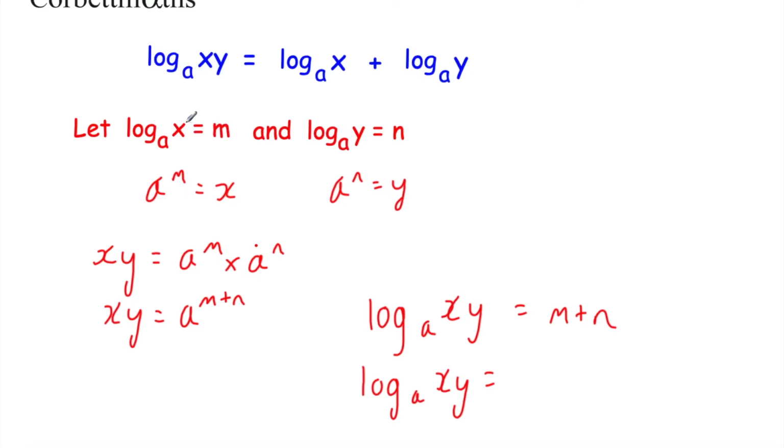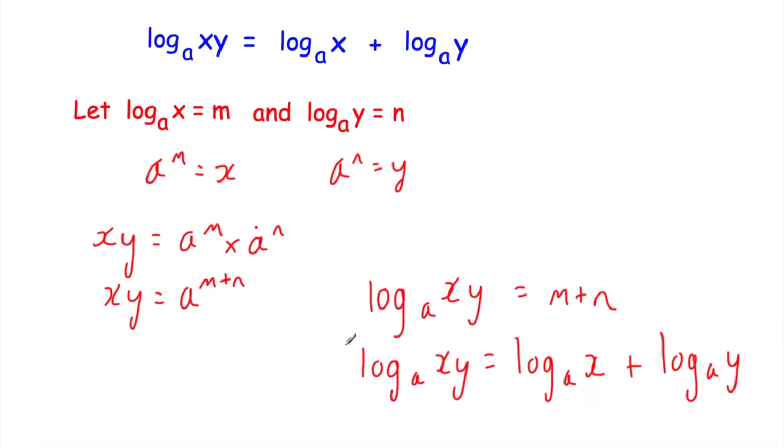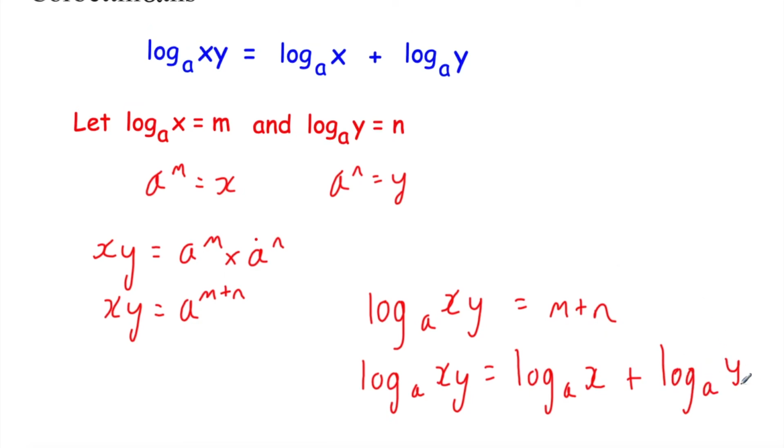So m is log to base a of x. So instead of m, I'm going to write log to base a of x. And then we have plus n. But n, remember at the very beginning, we let that be equal to log to base a of y. So instead of writing n, I'm going to write log to base a of y. And that's it. We have got here log to base a of xy is equal to log to base a of x plus log to base a of y. And that's what we're asked to prove.